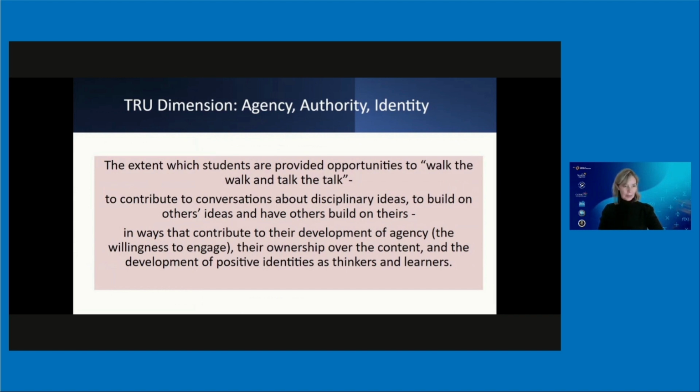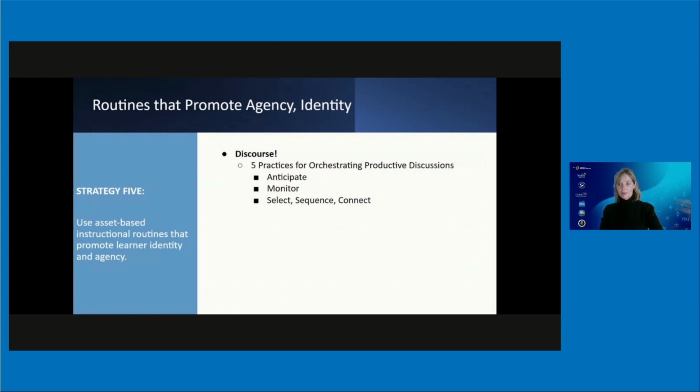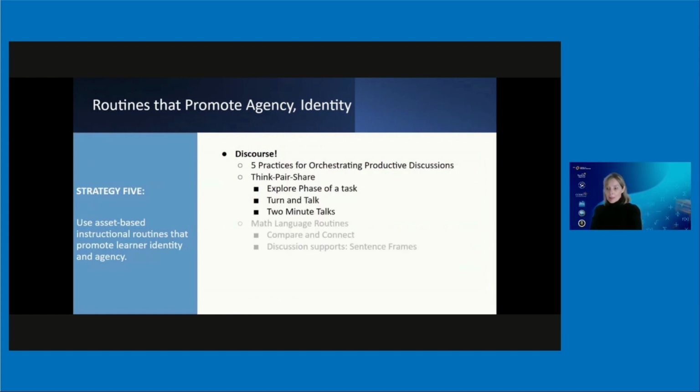So we really want to be aware of and careful with that as well, and paying attention to that. So let's talk about the fact that in addition to the 5 practices where there's a lot of think, pair, share opportunities, there are also other spaces where think, pair, share is so important. So for example, the explore phase of a task.